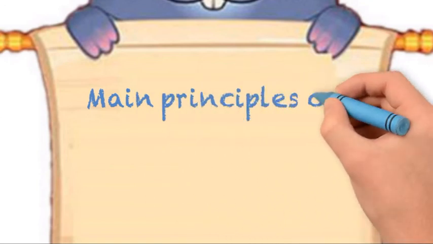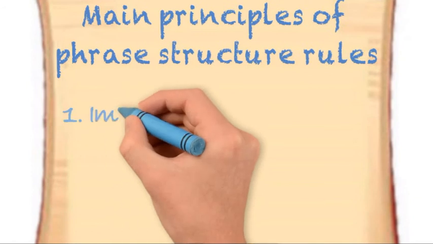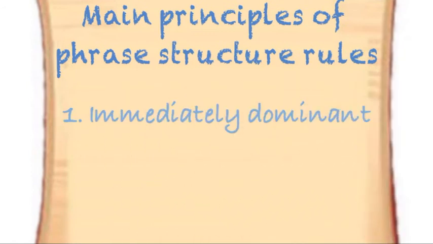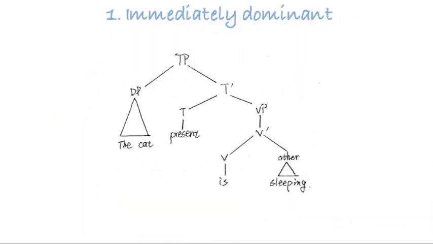After giving some examples, now we'll go to the main principles of phrase structure rule. We'll also use the cat is sleeping as an example. The first principle is immediate dominance. What is immediate dominance? For example, TP immediately dominates the DP and T bar, but TP does not immediately dominate T or VP.